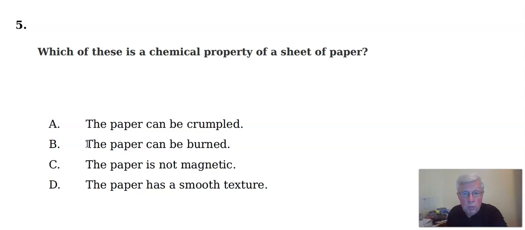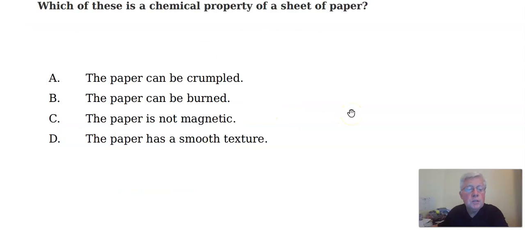Because what you get when you burn a piece of paper, you burn a marshmallow, burn a stick, you get this black stuff left over. Do you know what that black stuff is? Yeah, it's carbon. The paper can be burned. Yes, that's chemical. The paper is not magnetic. Well, you still got the paper. Nothing changes about it. The magnet doesn't work. And if the magnet did work, you'd still have that piece of paper, but it's not magnetic. The paper has a smooth texture. Still paper.